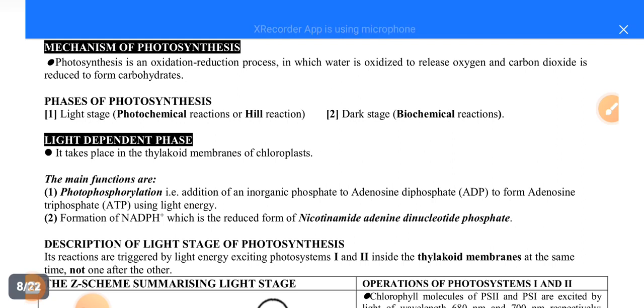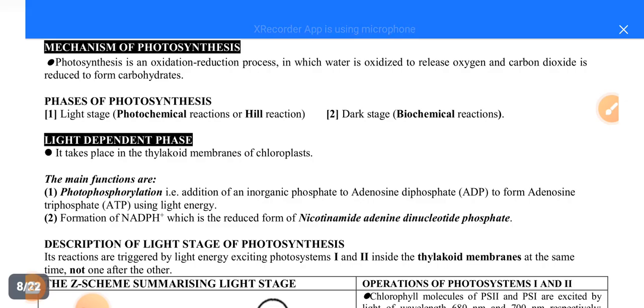The phases of photosynthesis: one is the light stage, which you can also call the photochemical reaction or the Hill reaction. Number two is the dark stage, or what we call the biochemical reaction. We shall look at each of these.